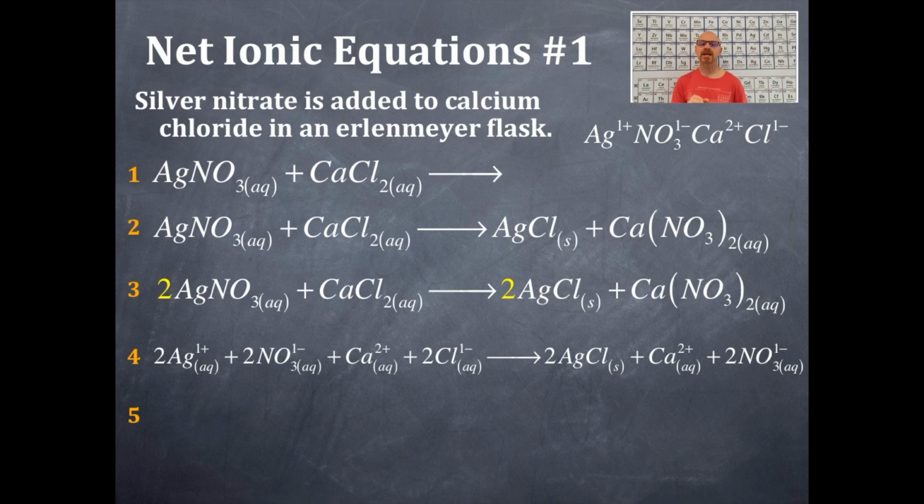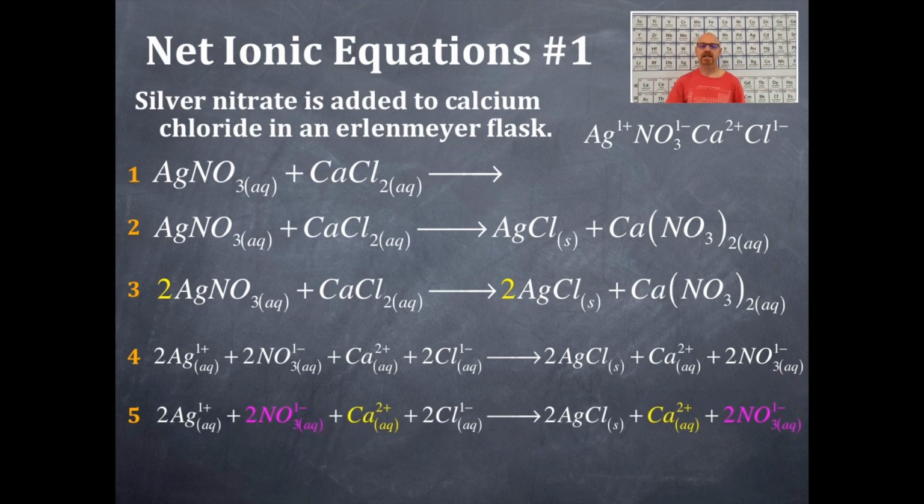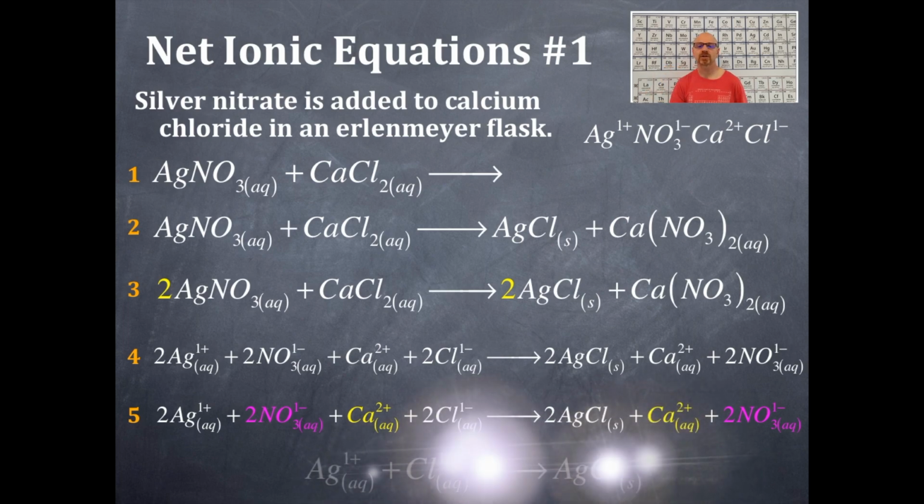So the things that are the same are highlighted here in pink and yellow. The nitrates are the same on both sides. I've got 2 nitrates on both sides. I've got 2 calciums on both sides, highlighted in yellow. Okay? Now I'm going to take everything that is not highlighted, bring those down, and then reduce them, and then I get the following.